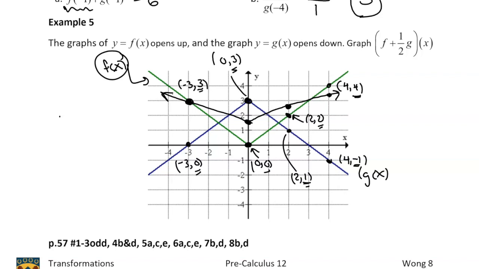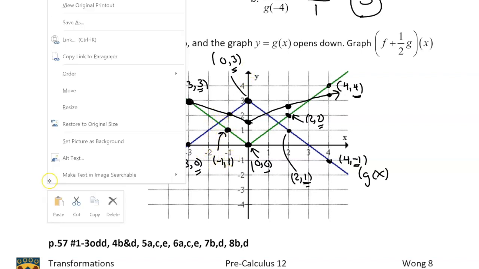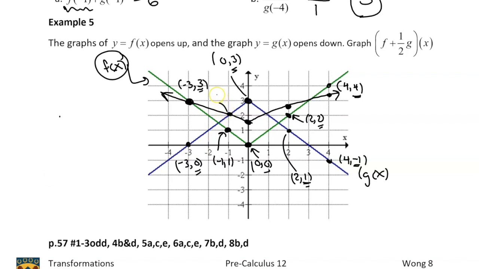So for instance, right here, this has a y value of 1, and that's going to stay at 1. And this has a y value of 2, and you need to half that. So it's going to be half of 2, which is 1, plus I already have a 1. So they add up to a total of 2. So it was definitely in the right spot. And we've just created our new function, and that's all it is right there.